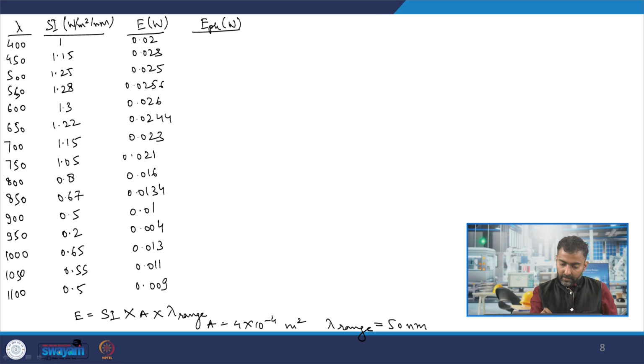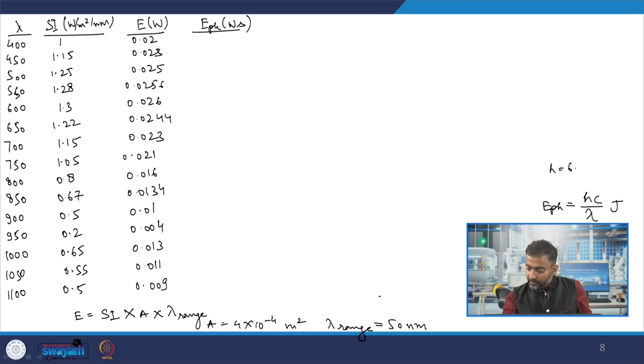The energy of a photon is usually in units of joule. So the energy of a photon is nothing but hc by lambda, that many joules, or in other words, watt second. And we know that h is equal to 6.63 into 10 to power minus 34 in SI units, and c is 3 into 10 to power 8 meter per second.